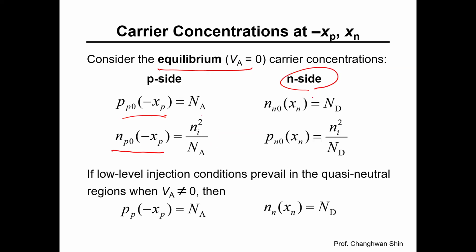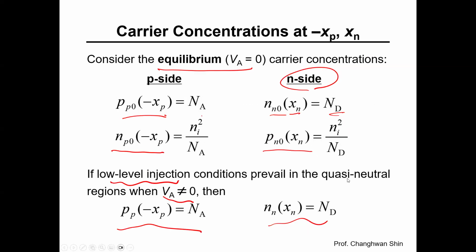Similarly, on the n side, at x of xn, n sub n naught is equal to N sub D, the majority carrier equals the donor concentration, full ionization assumed, and p sub n naught is equal to n sub i squared over N sub D, the minority carriers from the mass action law. So under low level injection conditions, when V sub A is not equal to 0, the majority carrier concentration remains essentially unchanged. So p sub p equals N sub A and n sub n equals N sub D.